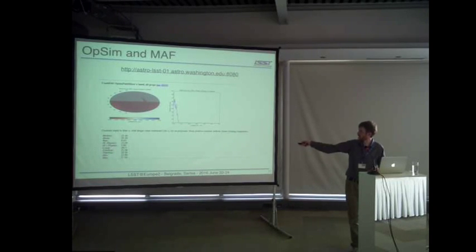You can see the co-added M5 depth plotted as a map on the sky here, and there's a histogram for the number of fields that had a particular value of M5, and so you could just browse through the existing OpSim runs if you want from those websites.